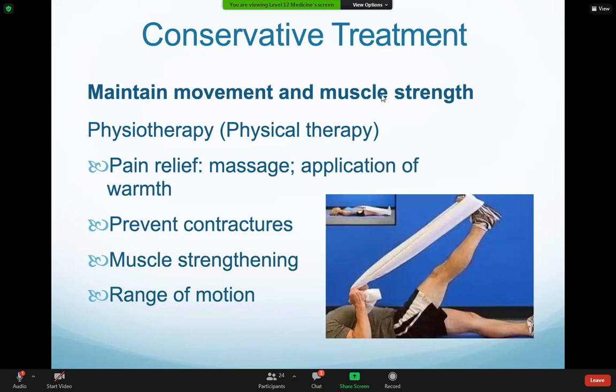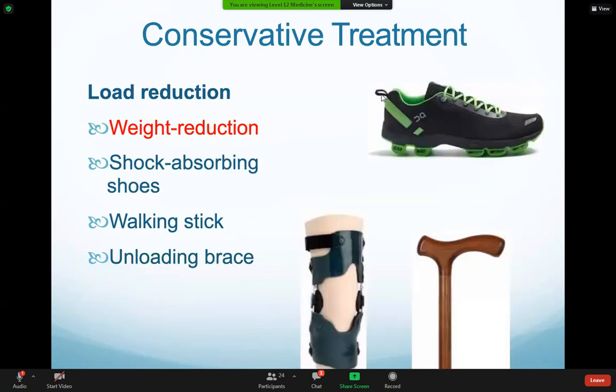So physiotherapy is very helpful in maintaining movement and muscle strength. Physiotherapy can help in pain relief when they do massage and application of warmth, prevents contractures. They do the muscle strengthening and range of motion. Load reduction on the joint. The most important one is weight reduction. As we said, the joints, the hip and knee joints, they get 4 to 6 times body weight with each step.